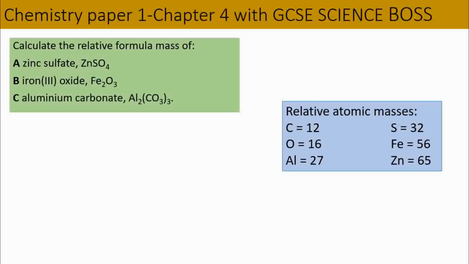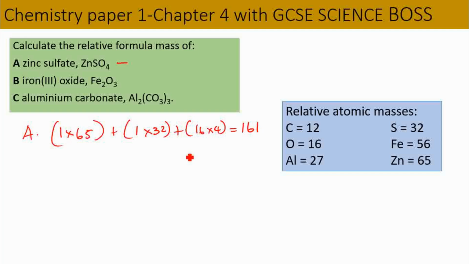So that's relative formula mass. Here are some now that you can try, so feel free to pause the video. I've put the relative formula mass here, and we can go through them together. For ZnSO4, we have 1 Zn, so we're doing A, so it's 1 times 65 plus our sulfur, which is 1 times 32, plus oxygen, which is 16 times 4. You do all of that together, you should get an answer of 161.